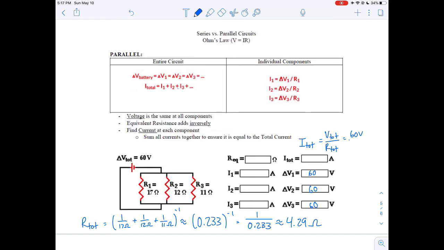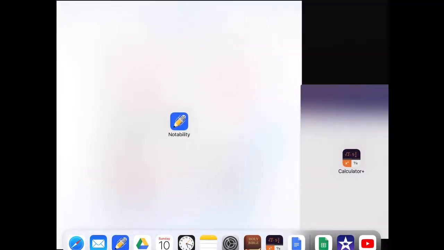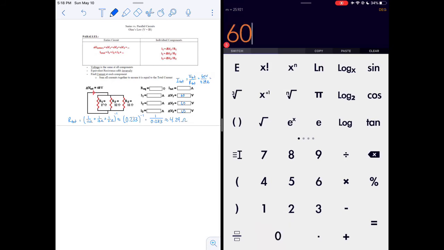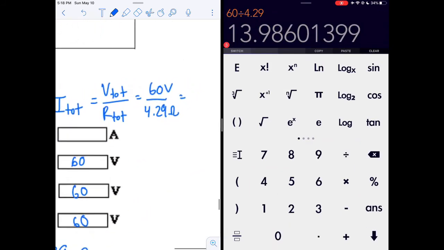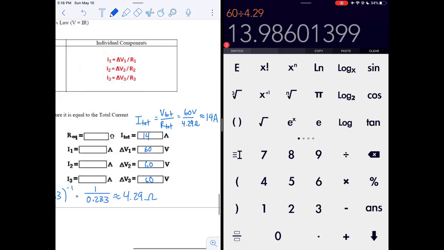We now just calculated the total resistance. So we've got 60 volts over 4.29 ohms. And we can actually use our calculator to determine that one more time. 60 divided by 4.29, and that gives us approximately, let's just round that to 14 amps for the current. 14 amps. So all these three should add up to 14.